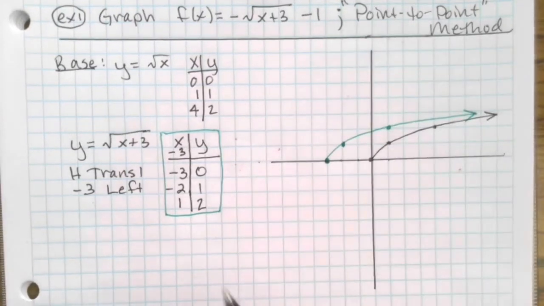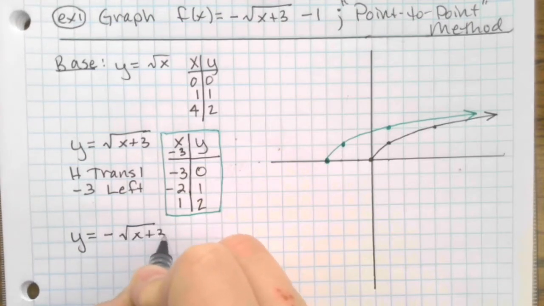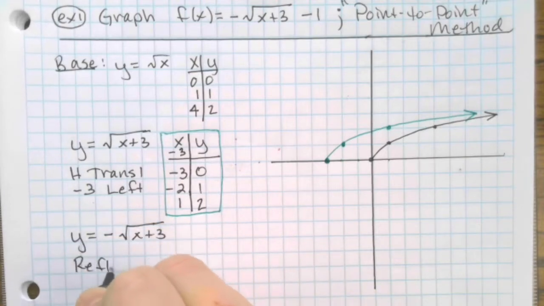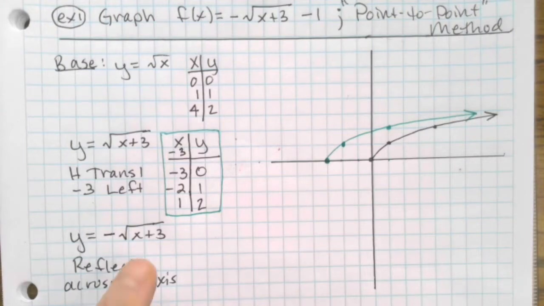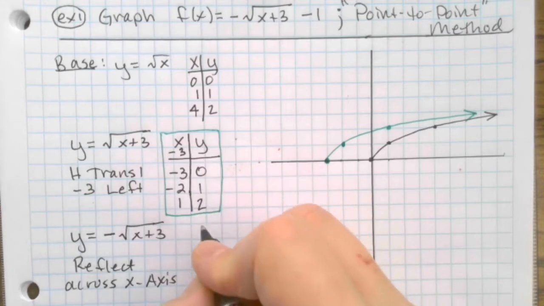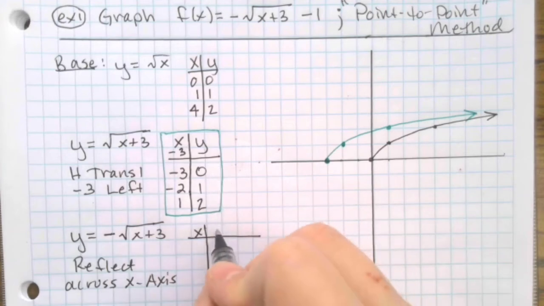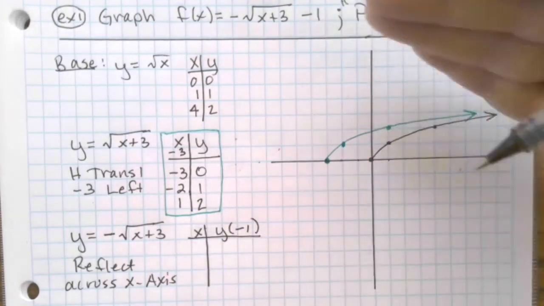Okay, the second one we're going to do is the reflection, which is the negative outside of the radical. And this is a reflection across the x-axis. And again, you have to memorize that the negative in front means across the x-axis. Negative inside is across the y. Okay, so to do this transformation, all the y's are going to change. So we're going to take all of the y variables and we're going to multiply them by a -1 because it's going to flip top to bottom.